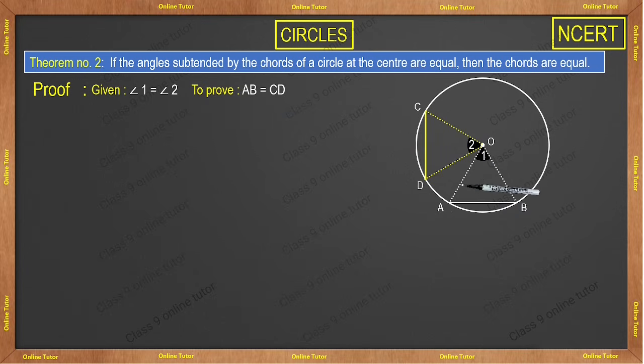Now OB, OA, OD and OC, these all are the radius of this circle, so they are also equal to each other. Now we will take two triangles. First is triangle ABO and another is triangle CDO.